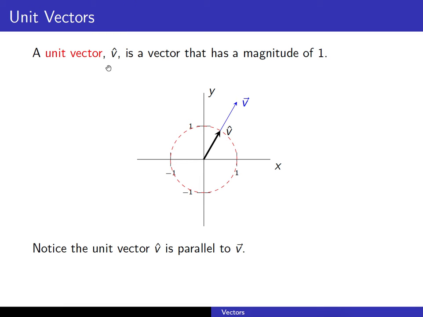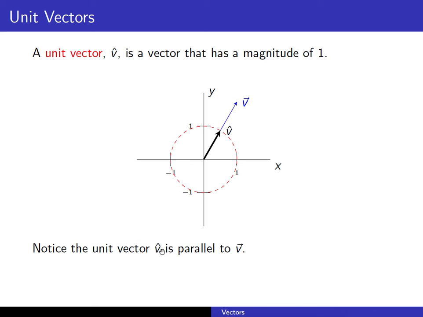So a unit vector, which the notation is a little hat on the vector, is a vector that has a magnitude of 1. So like a unit square has a side length of 1, a unit vector has a magnitude of 1. So here in blue I had an original vector v. I drew a circle here just so it's easy to see that the length or the magnitude of this dark black vector here, this unit vector, is 1.